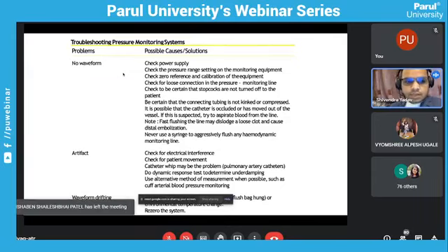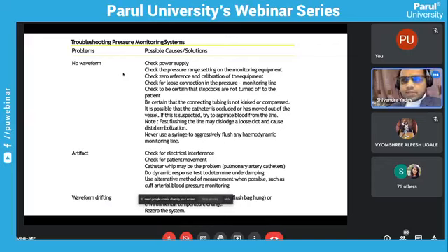Now, the first problem: you will see that there is no waveform on the monitor. First things first, check the power supply. Some of the transducers work with a power supply, so you need to check if the transducer is getting enough power. Then second, if there is no waveform, check the pressure range setting on the monitor equipment.